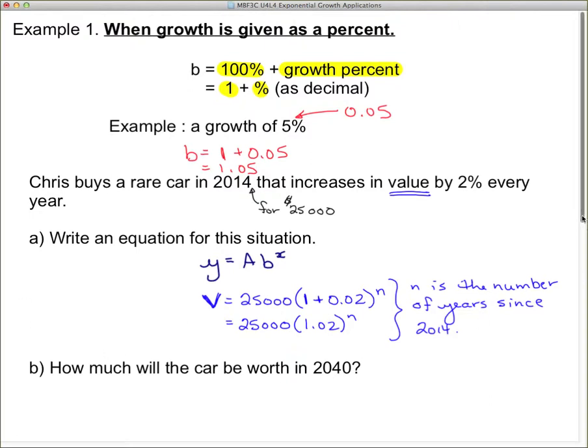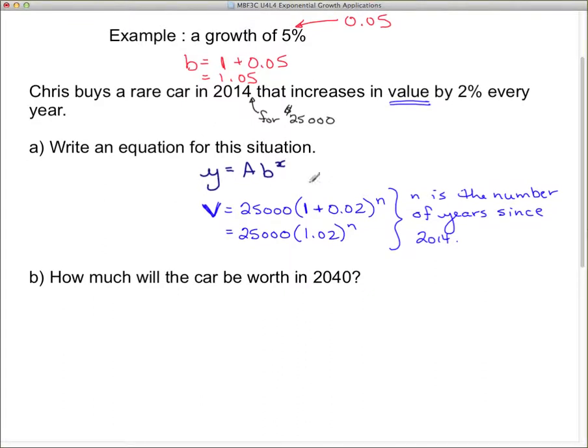Okay, so how much will the car be worth in 2040? Well, in 2040, we have to figure out what we're being asked to find. So up in my equation here, I have V equals 25,000 times 1.02 to the N. So how much will the car be worth? I'm looking for its value. So I'm trying to find V, which means if I'm looking for V, I must fill in something for N. Well, in 2040, how long has the car been increasing in value? From 2014 to 2040 is 26 years. Okay. So our N is going to equal 26 years because it's been increasing in value for 26 years.